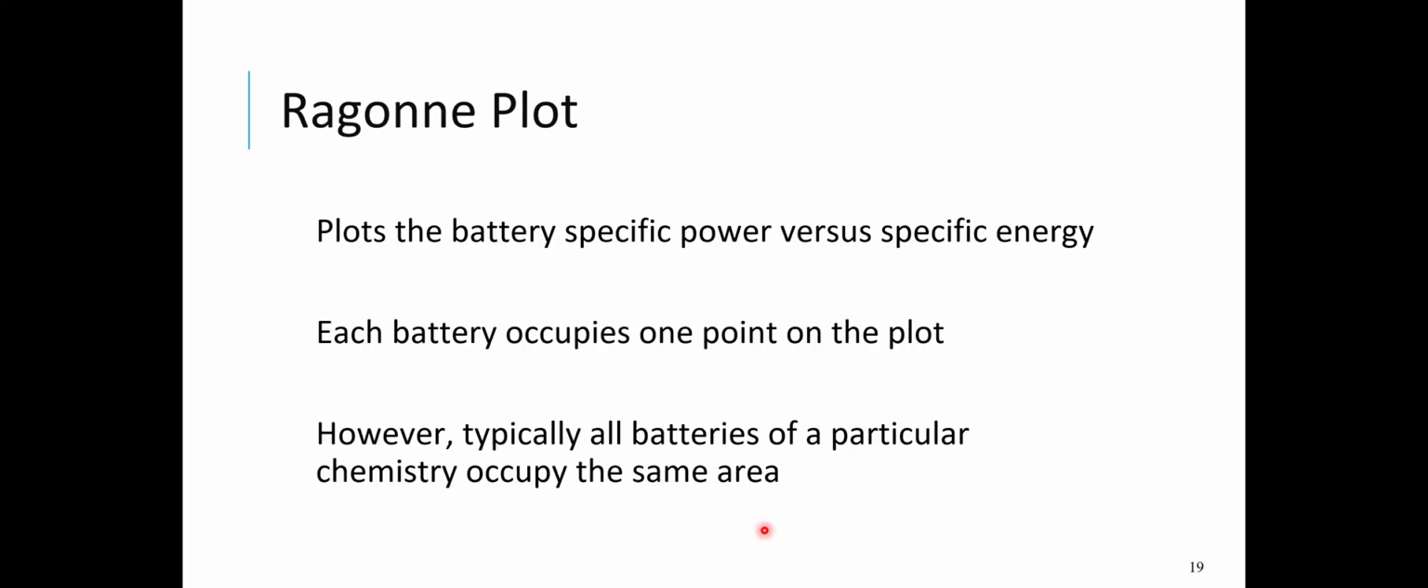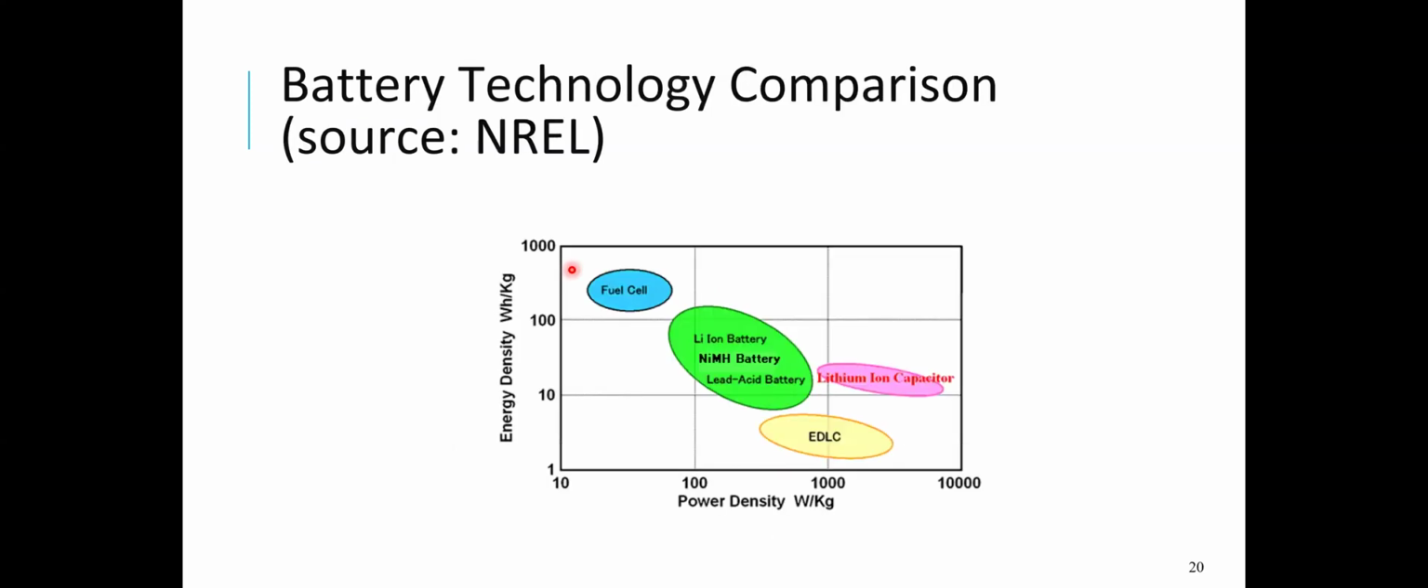All right, another cool plot we can make when it comes to batteries is a Ragone plot. It plots battery specific power versus specific energy. Typically in a battery, there's a trade-off between power and energy. I can make a battery that stores a lot of energy, but then it becomes difficult to extract power out of that battery. So each battery design occupies one point on the plot, but a particular chemistry occupies an area of this Ragone plot.